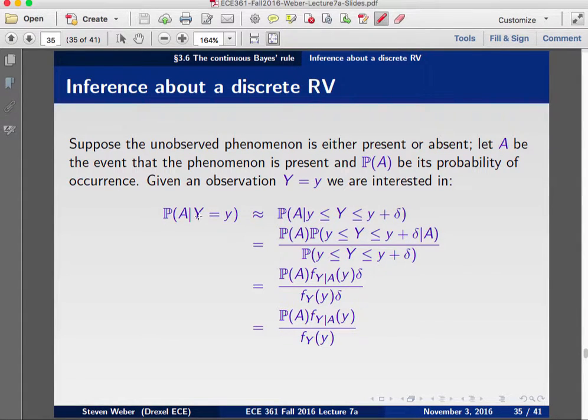And so what you're left with then is a version of Bayes' rule suitable for this situation that we have here, where the underlying cause of interest is discrete, namely present or absent, and the observation is continuous as captured by the random variable y. In particular, the probability of the phenomenon of interest, given that we've observed little y, is equal to, by Bayes' rule, probability of A times the conditional PDF of y given A all over the marginal PDF for y.